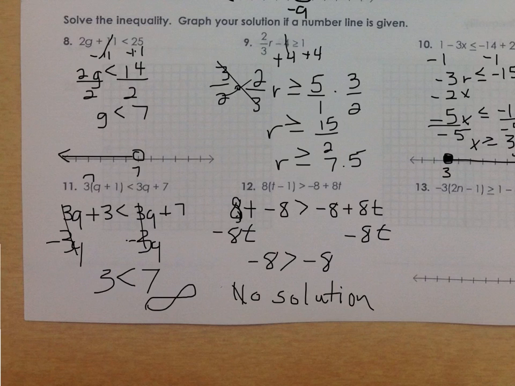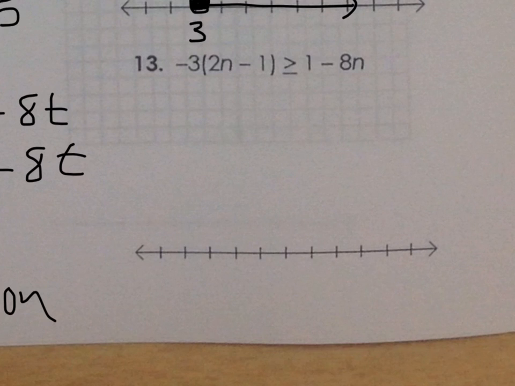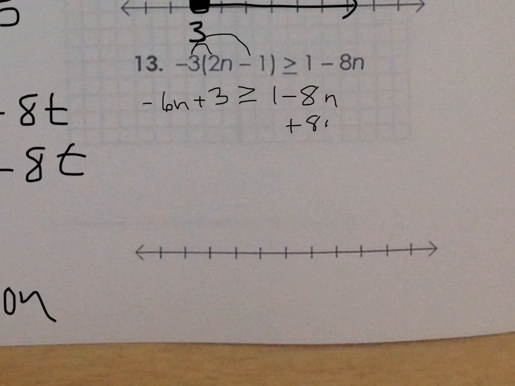Now let's take a look at number 13. On this one, I'd start by doing the distributive property. So I'd have negative 6n. Negative 3 times the negative 1 is positive 3. Is greater than or equal to 1 minus 8n. Okay? And I'm going to try and get my variable on the left-hand side, so I'm going to add 8n to both sides.